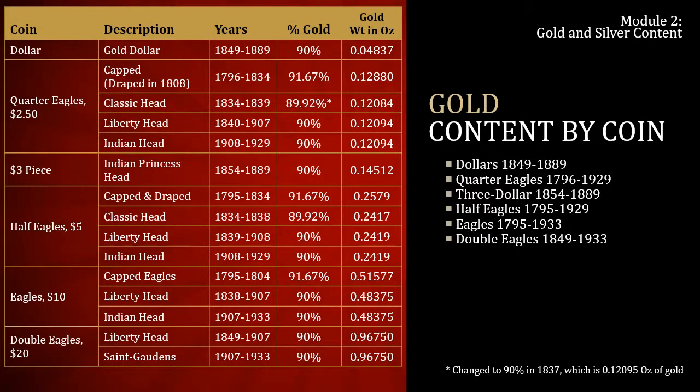Now we're moving to gold bullion content. Everything we looked at so far was silver bullion content. Now this is gold. The gold dollar at the top, produced between 1849 and 1889, 90% gold. And when you look at the weight of the coin, multiply by 90% composition gold, you end up with 0.04837 troy ounces of gold in each of those coins.